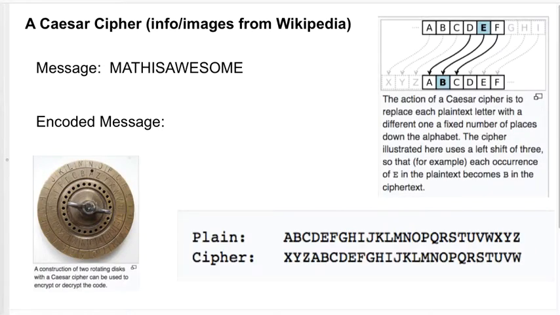The Caesar Cipher is named after Julius Caesar. So we're going to use that same message that we used in another video, math is awesome, and we're going to talk about how to encode something with a Caesar Cipher. Essentially, a Caesar Cipher, if you look down here, was basically two rotating disks. One of them was the original letter, like the plain text, and one of them was the cipher letter. So for instance, in this image, you can see what is aligned by the disks, that A is aligned with N.